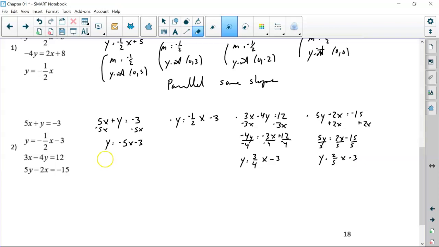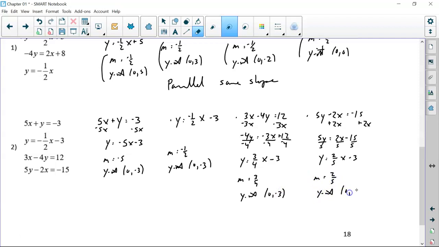Now, looking at these, the slope is negative 5. The y-intercept is at (0, negative 3). The slope is negative 1/2, and the y-intercept is at (0, negative 3). The slope is 3/4, and the y-intercept is at (0, negative 3). And the slope is 2/5, and the y-intercept is at (0, negative 3).